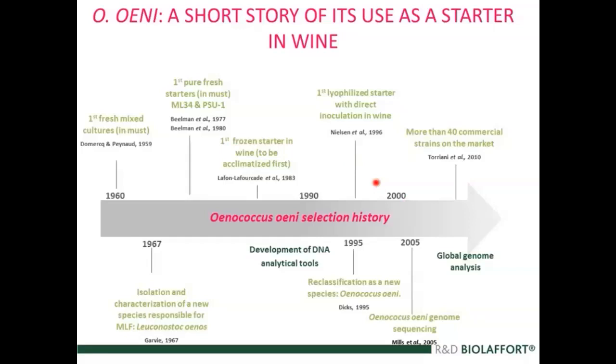The selection of Oenococcus oeni as a starter in wine has evolved with evolving knowledge on this species and evolving tools to be able to select starters on more and more precise criteria that for a long time relied on phenotypic criteria and nowadays rely on more global genome analysis, but I will not go into that deeper. We can talk about it in the Q&A session if you want.